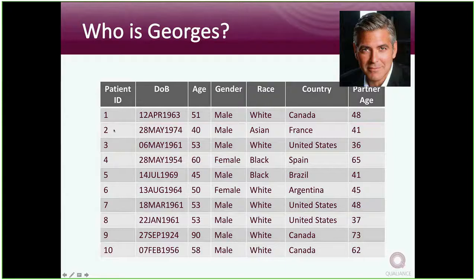We have not the most sophisticated ones, but let's imagine these are patient IDs: date of birth, age, gender, race, country. I did add partner age at the time because that did make him quite an outlier. But this is also co-identifiers in many ways.